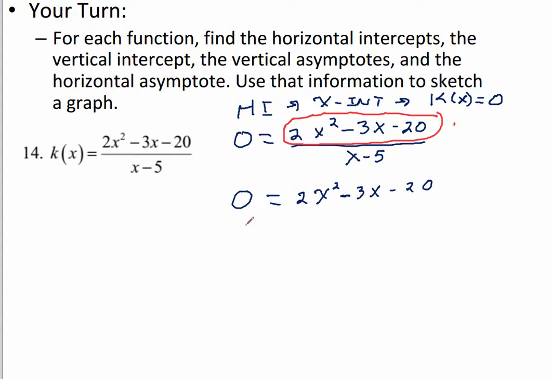Alrighty then, so if the gods are with us, this will factor. Let's see if it does. We take about 30 seconds to try and factor it, and if it doesn't factor, then we'll use the quadratic formula on it, okay? So let's see, 2x and an x, and then we've got a minus 20.